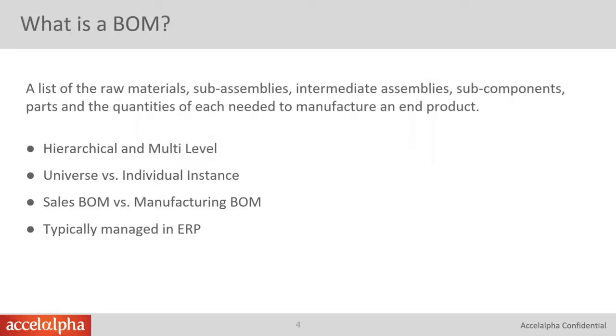All right, so I like to start from base principles and just sort of build up concepts that way. So let's start with, what is a BOM? The Wikipedia definition of a BOM is a list of raw materials, sub-assemblies, intermediate assemblies, subcomponents, parts, and the quantities of each needed to manufacture an end product. That's a mouthful, right? But it's basically a collection of components or items that are needed to manufacture.